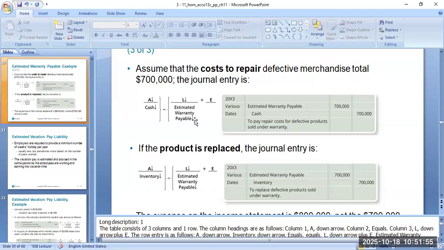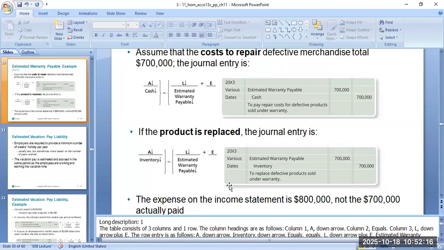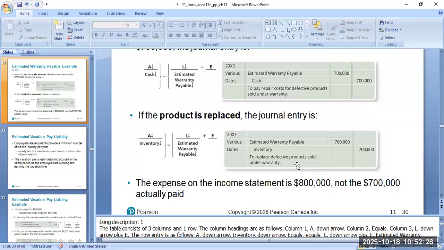So we're going to reduce the estimated warranty liability by $700,000, and we're going to pay cash to our employees to do the repairs. Or we may have to replace the product, or whatever we sell to the customers. In that case, we have to take it from the inventory. Again, we're going to reduce the estimated warranty payable, and we're going to give them new items from our inventory, and we're going to reduce the inventory.